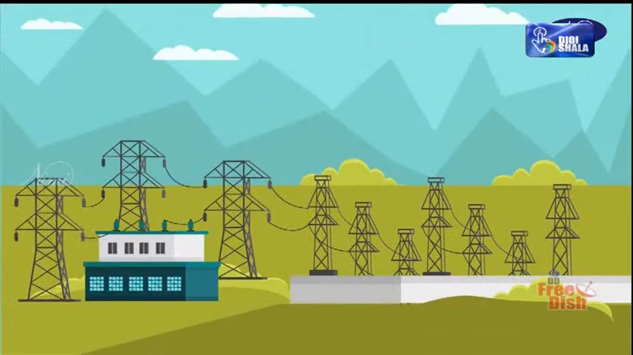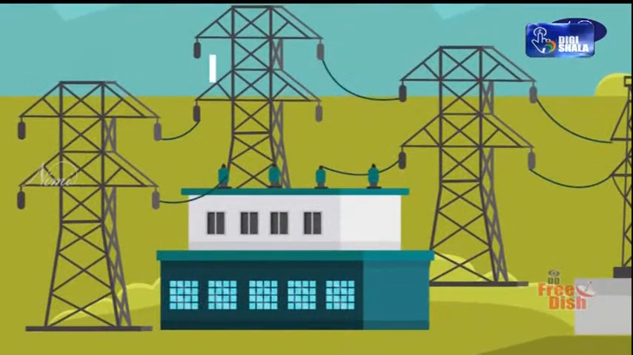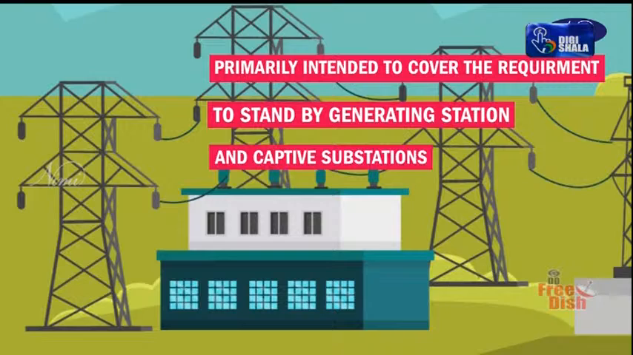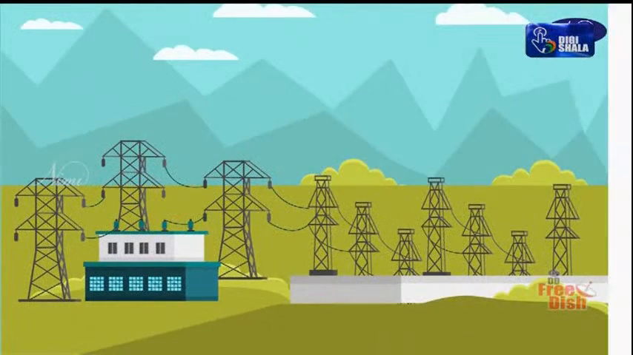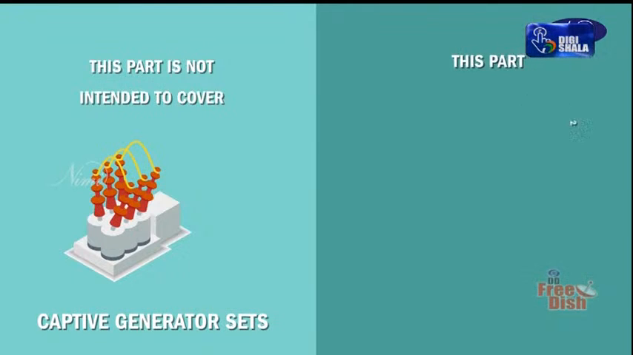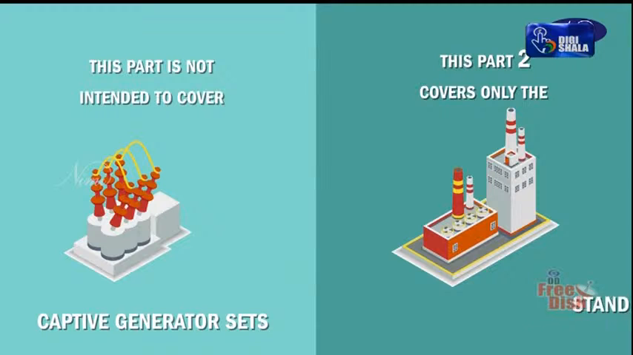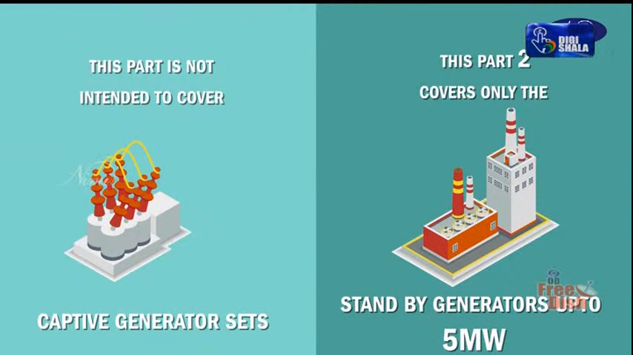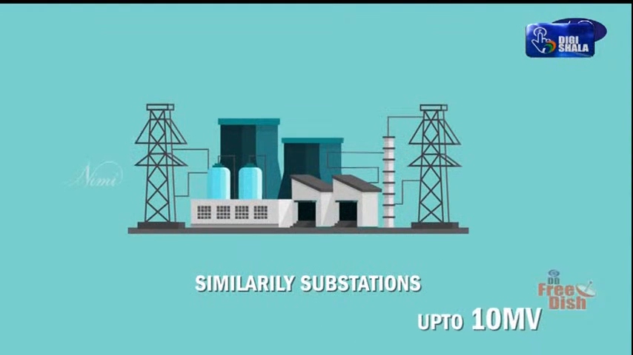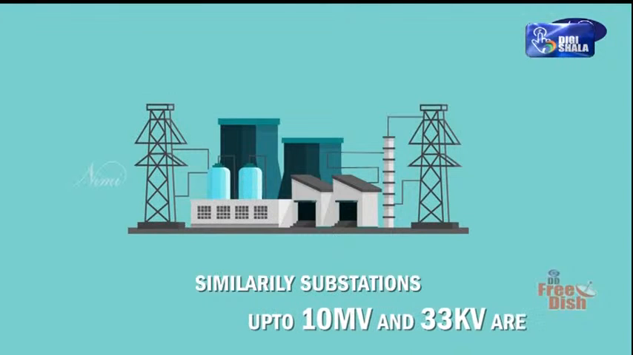This National Electrical Code Part 2 is primarily intended to cover the requirements relating to standby generating stations and captive substations intended for serving a building or group of buildings. This part is not intended to cover captive generator sets of very large capacities. This Part 2 covers only the standby generating sets up to the capacity of 5 megawatts. Similarly, the substations up to the capacities of 10 megawatts and 33 kilovolts are covered.